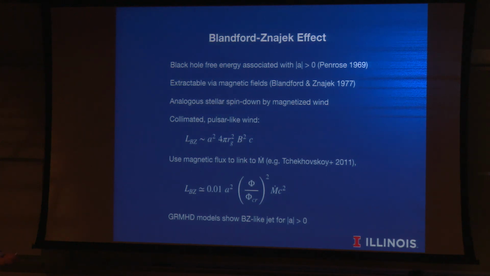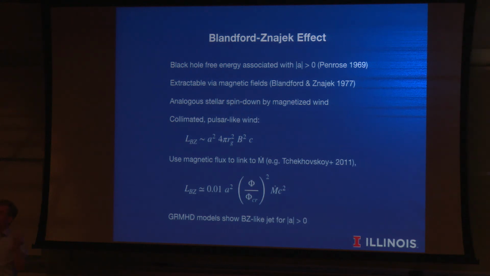Okay, so it's long been known that rotating black holes have a free energy associated with rotation. This was noticed by Penrose in the late 60s. And Penrose proposed a process for getting the energy out using particles, which Press and Teukolsky showed is unlikely to be applicable in an astrophysical setting. But then Blandford and Znajek came along in the late 70s and showed that you could build what is essentially a pulsar model for the wind over the poles of the black holes, and you could get this energy out.